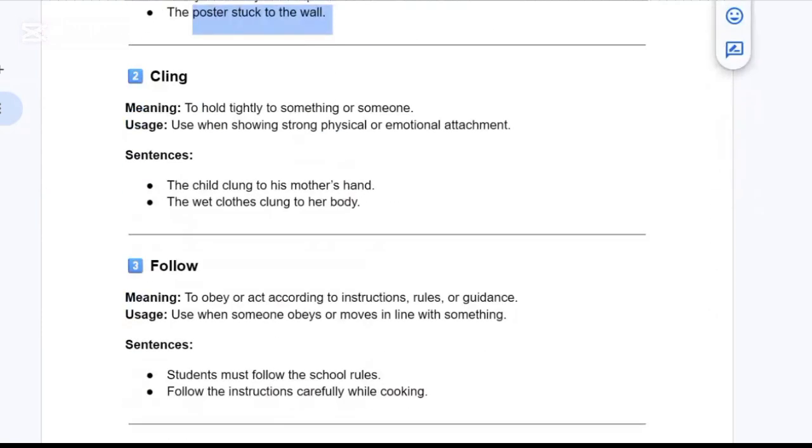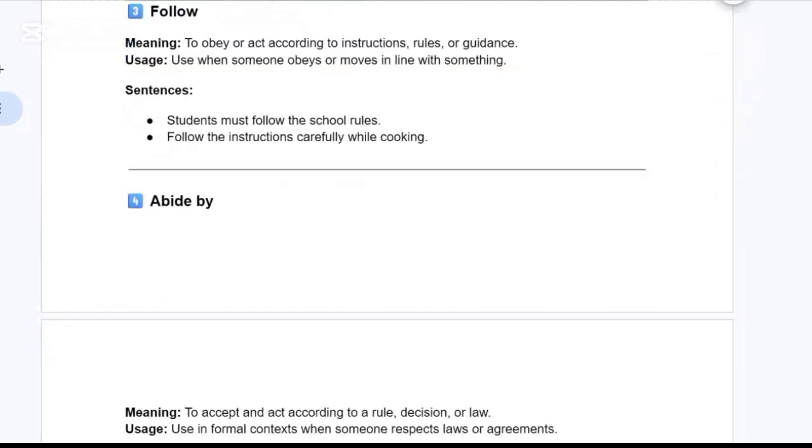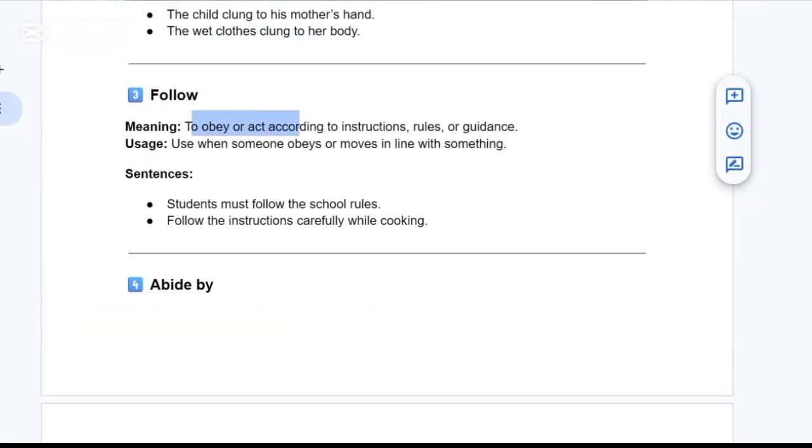Cling: to hold tightly to something or someone, used when showing strong physical or emotional attachment. The child clung to his mother's hand. The wet clothes clung to her body. Follow: to obey or act according to instructions, rules, and guidance, used when someone obeys or moves in line with something.